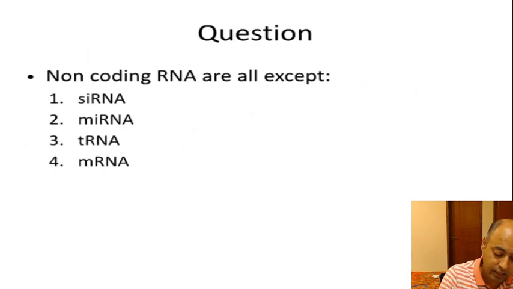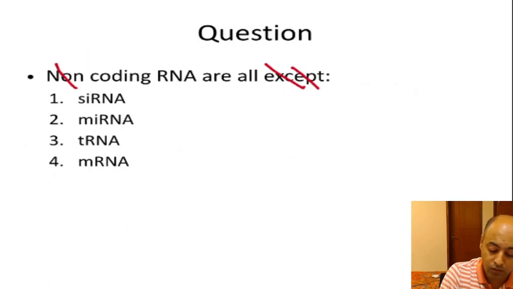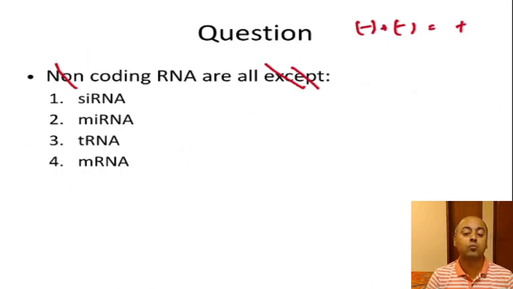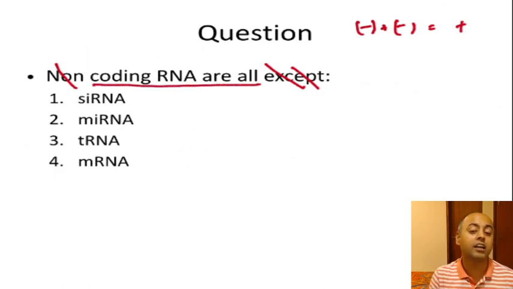Non-coding RNA are all except. So this is called a double negative type of question. We start with a negative phrase and at the end we again write a negative phrase. Very simple way to attempt this question: you remove both of the negative components. Whenever you have multiple negative statements, you take out one pair. Why? We know from our classes when you have two minuses, it becomes a plus sign. So take out both the negatives and then you get the simple question: which of the RNA are coding RNA? Now your question is very simple.